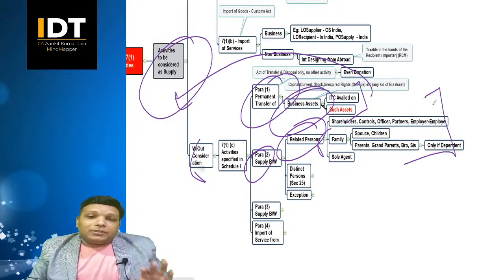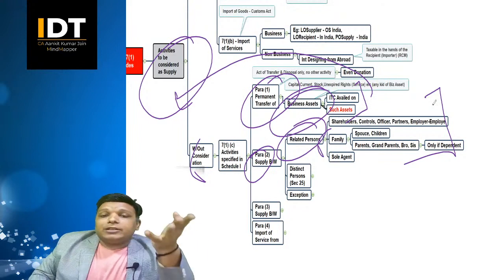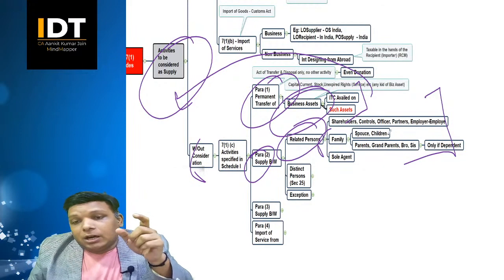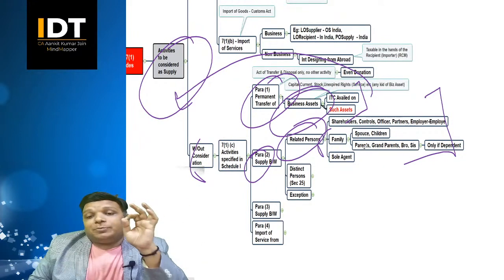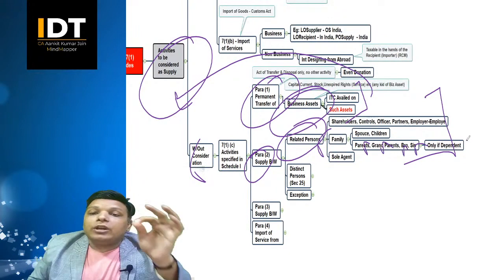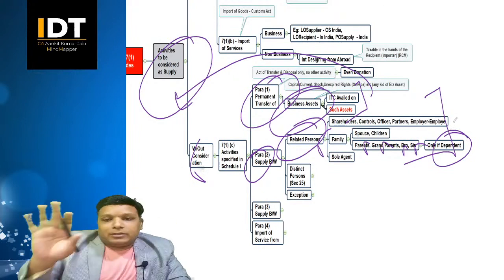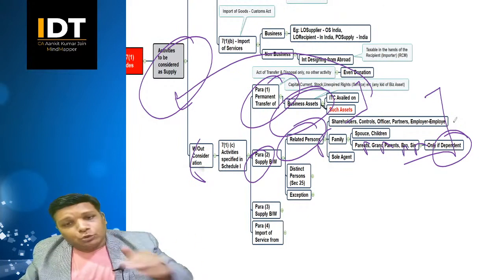Correct? Under related person we saw shareholders, controllers, officers, partners, employees. What does family mean? Spouse and children. They will be called family irrespective of whether dependent or independent. Whereas parents, grandparents, brothers and sisters will be called relatives only if they are dependent. Otherwise, they will not be called relatives. Clear? A sole agent will be called my related party. Correct? Is it clear to you guys?